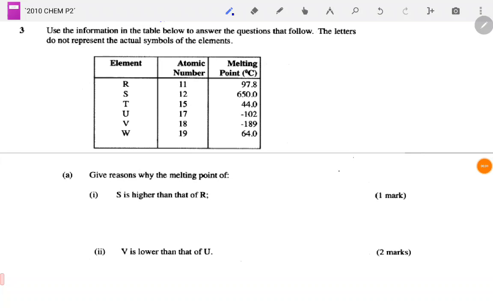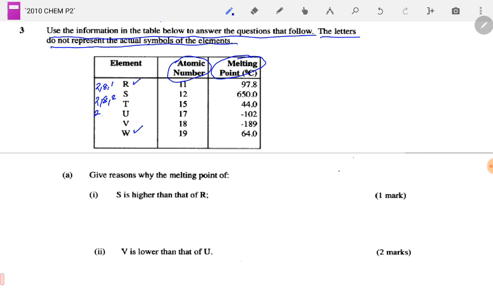Now question 3. Use the information in the table below to answer the questions that follow. The letters do not represent the actual symbols of the elements. So we have elements from R up to V, W. We are given their atomic numbers and the melting points. Before we start, maybe we try and give the electron configuration based on the atomic numbers.